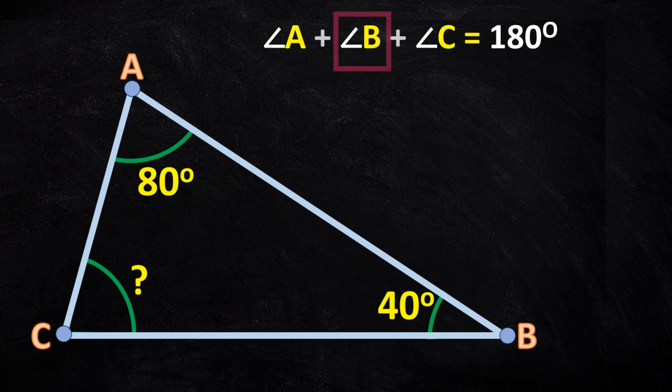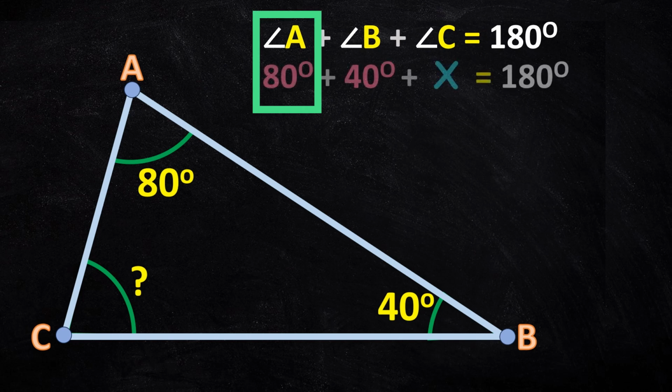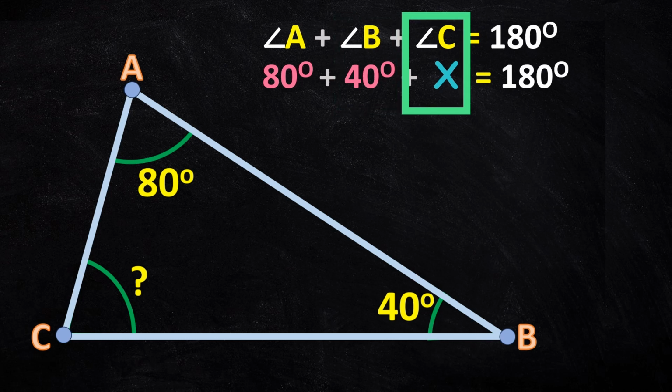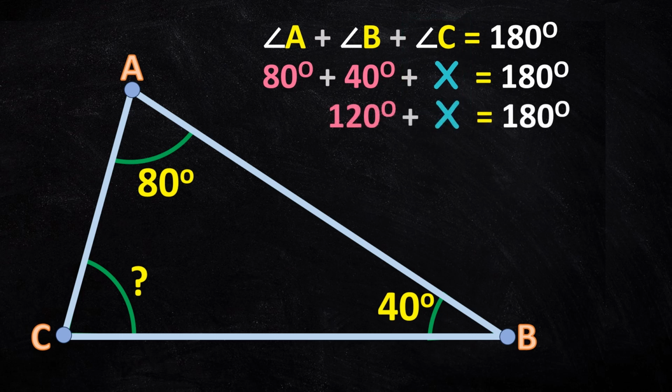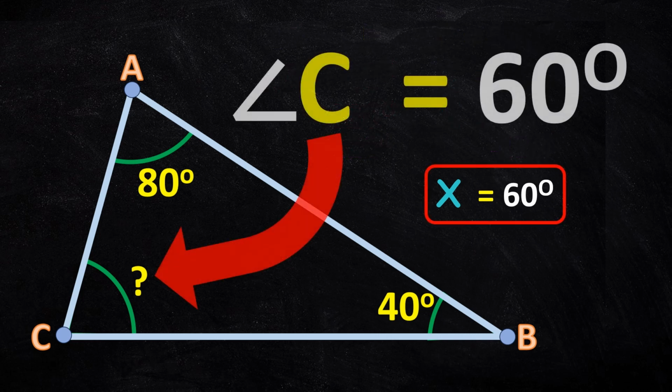Angle A plus angle B plus angle C equals 180 degrees. We know angle A is 80 degrees and angle B is 40 degrees. Let's put x instead of angle C because we do not know its measure. 80 plus 40 is 120. Now let us subtract 120 from both sides of the equation. We get x equals 60 degrees. The angle C of the triangle is 60 degrees.